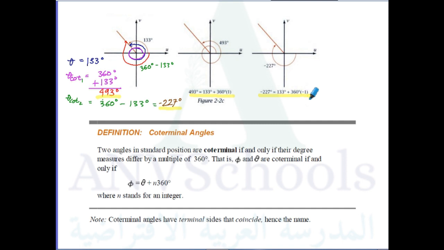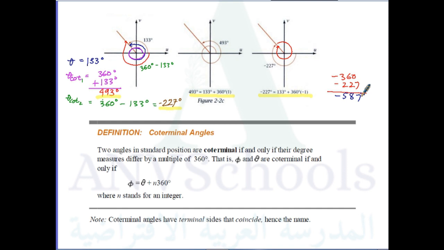Now there are other coterminals. We can extend this negative 227 degrees another round. So negative 360 minus 227, or negative 360 and then another 227, so we could also get negative 587 degrees as one of the coterminals. So you could have infinite coterminals with our 133 degrees.